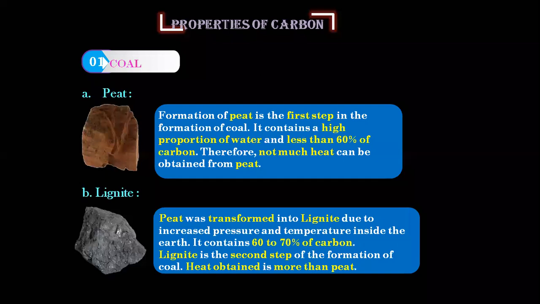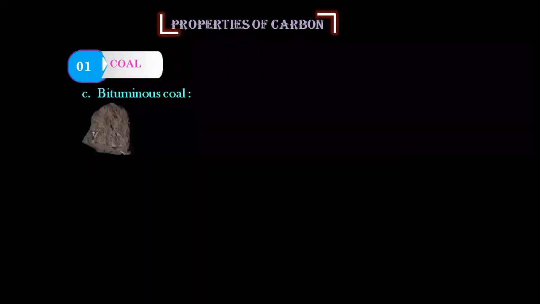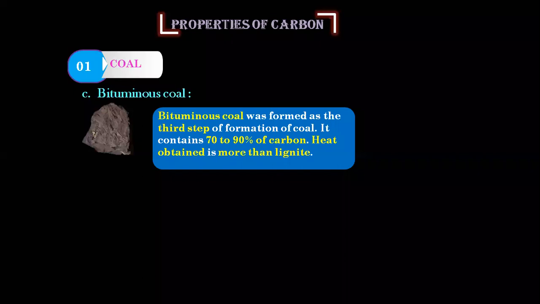Are the two stages clear to everyone, peat and lignite? All right, let's move to the third step. Can you tell me what the third step is? We've already discussed peat and lignite, and the third step is bituminous. Very good, Arman. Very good, Aishwarya. It is bituminous coal, the third step in the formation of coal. So definitely it is going to contain more carbon as compared to peat and lignite. In bituminous coal, we have 70 to 90% of carbon and more heat will be obtained than from lignite. So the amount we need to remember is 70 to 90% of carbon.